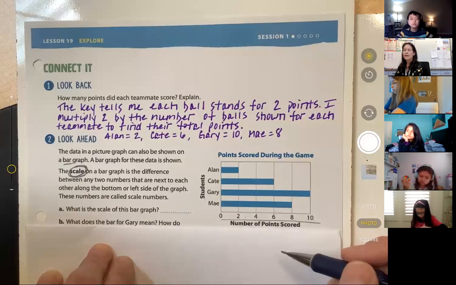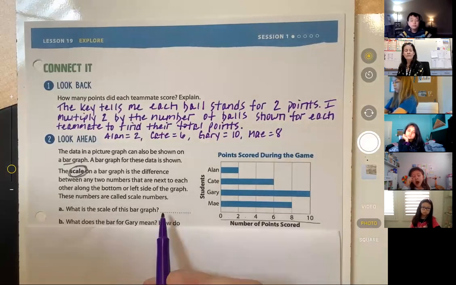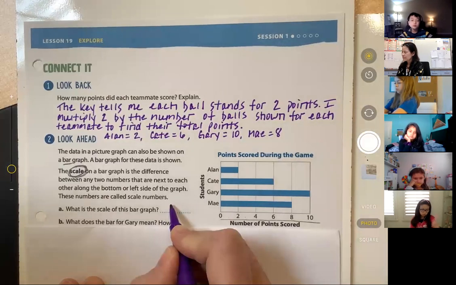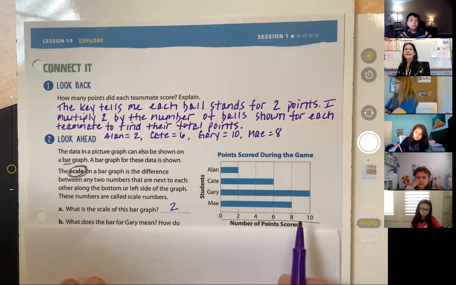Okay? So it's asking you in question A, what is the scale of this bar graph? So friends, again, it's 2. It's 2. 2, 4, 6, 8, and 10.